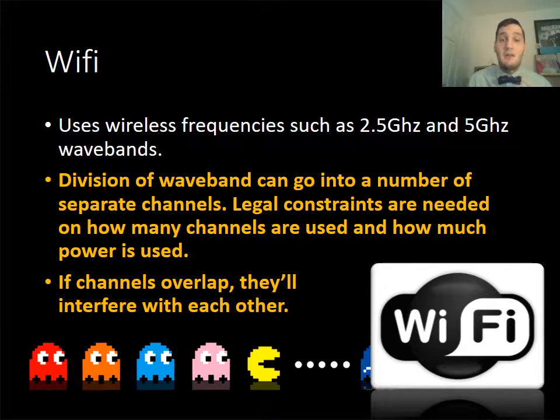So there are legal constraints to how many channels are used so that you don't end up having channels overlapping and interfering with each other. Because if you've got lots of devices with the same wave band, you're going to end up with interference. Think about it, if you are listening to a radio and use one of those dongles on your phone to tune into another radio station, think about the interference that you may have had in the past.